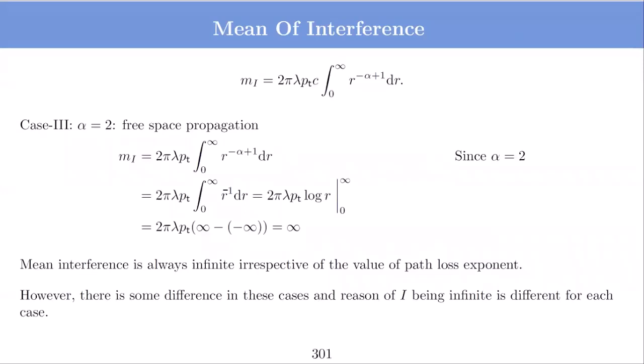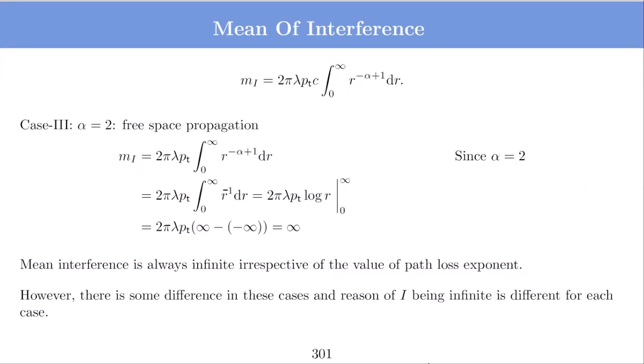Now if I take the last case, alpha equal to 2, the integrand will be just r to the power minus 1 dr, so this becomes log r. In that case, if you put 0, log 0 is minus infinity, and log infinity is also infinity. So both terms contribute infinity. The base stations which are close by and those far away are both contributing infinity. So the mean interference is always infinite, irrespective of the value of the path loss exponent.